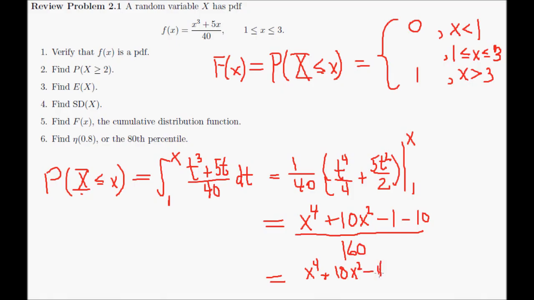So doing a couple steps quickly, we get x to the 4th plus 10x squared minus 11 over 160. And so that's the answer that would go here to describe the probability that capital X is less than or equal to little x if x is between 1 and 3. So there's our answer. Let me clear off a little bit of space here, but we're going to save that because we're going to need that later.